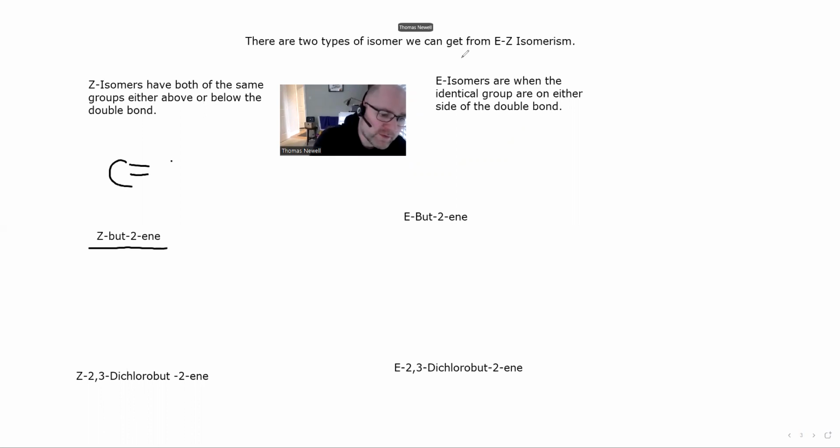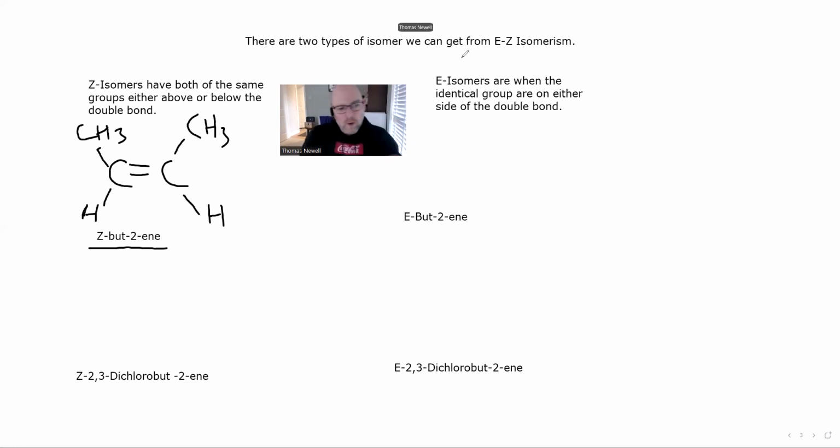I want my double bond. I'm going to have a methyl group above and another methyl group above, and then below a hydrogen atom and another hydrogen atom. When I do this, because there's no rotation, those methyl groups are trapped above and those two hydrogen atoms are trapped below the carbon double bond. We say this is a Z isomer when two of the same groups are above or below the double bond. We call this a Z isomer.